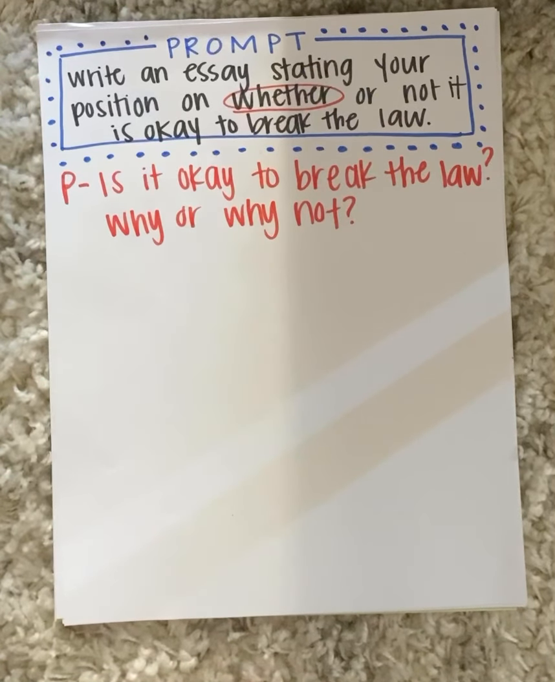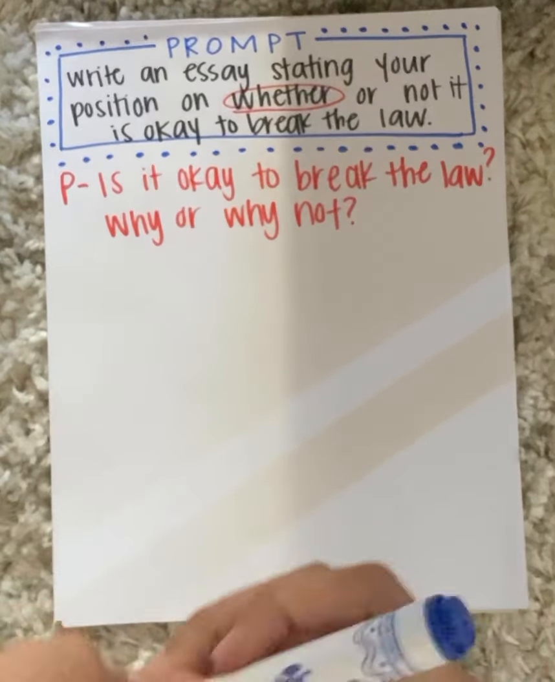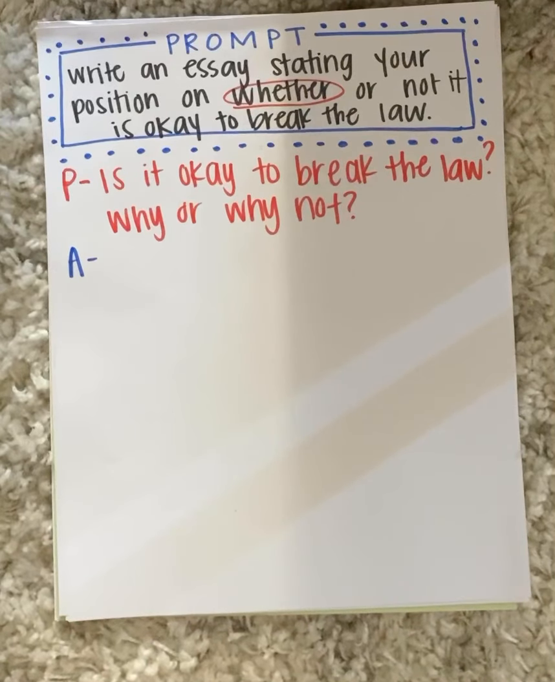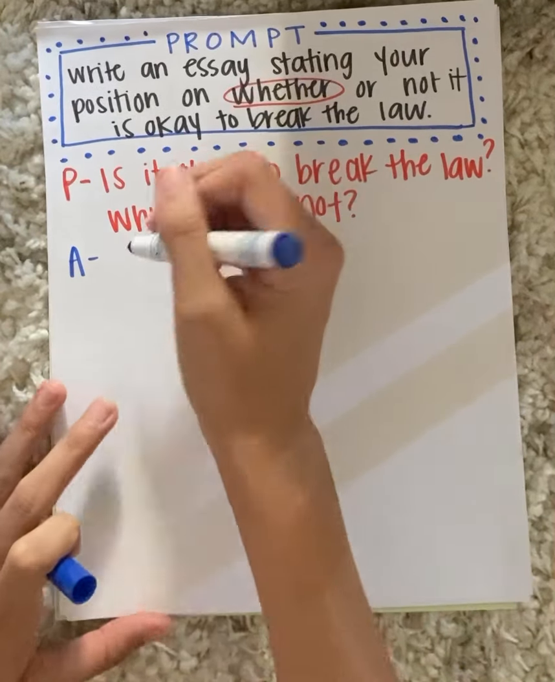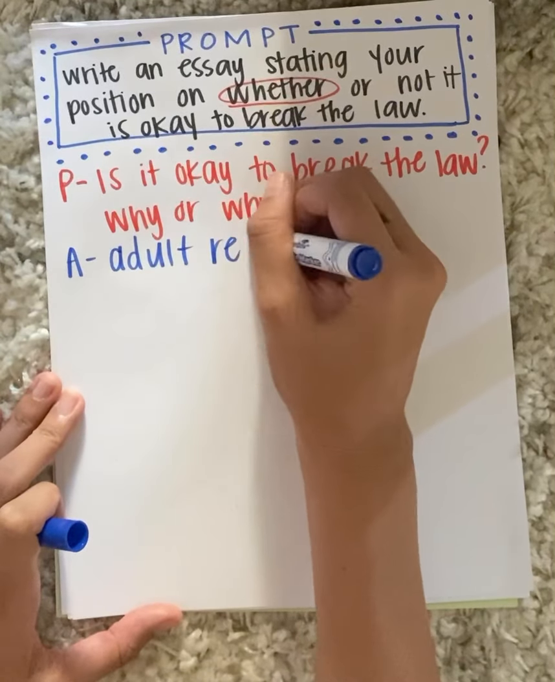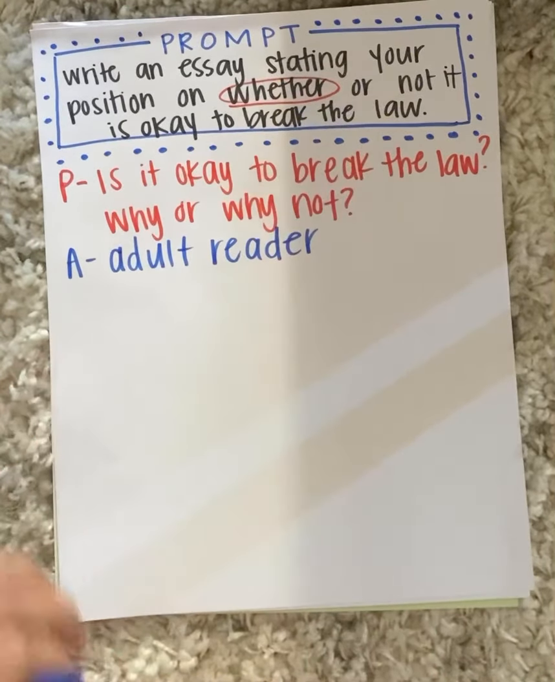All right, we've got our P. The next step in P.A.S.S.I.T is A. So we are looking for our audience. This prompt doesn't tell us who we're writing to, so we are going to default to an adult reader.